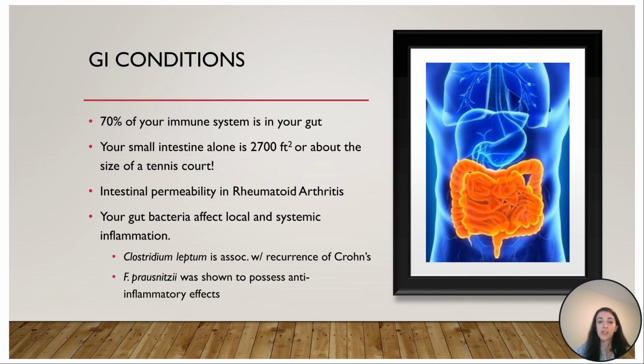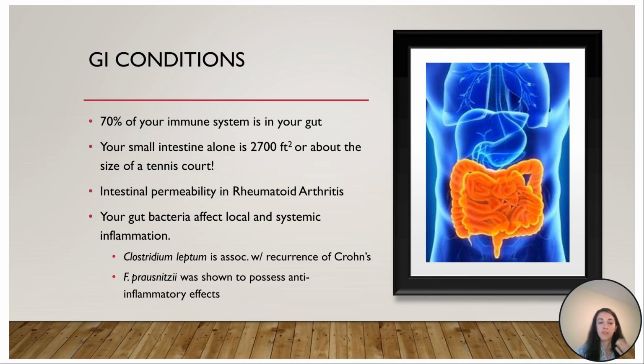And so that's a lot of surface area that we are interacting with things, and our body is having to determine whether it's good or bad. Should it come in the body? Should it stay out? Do I need to fight this food or this bacteria? And so that's why our immune system is so localized in that area.